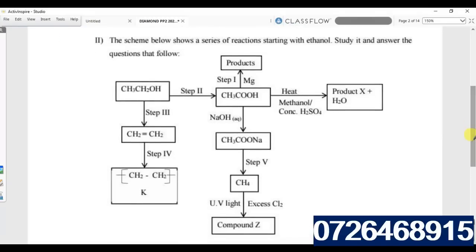The scheme below shows a series of reactions starting with ethanol. Study it and answer the questions that follow. Before you go to the question, you are supposed to analyze this flow chart properly, because you have read the content. We are starting with ethanol. What does ethanol undergo to form ethanoic acid? This is ethanol, this is ethanoic acid. Therefore, this one is oxidation. So step 2 is oxidation.